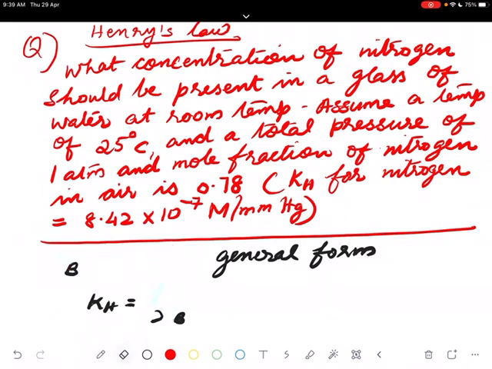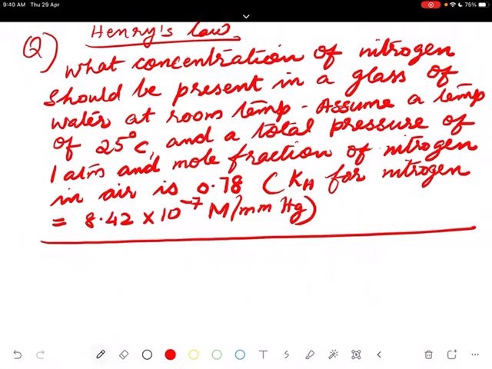So I'm changing this equation. Let it be XB is equal to KH into PB. Now you see, here there is one unit, molarity. That means concentration is taken not as XB but in terms of molarity. So instead of XB, I'll be writing the concentration. Concentration is equal to KH into PB.